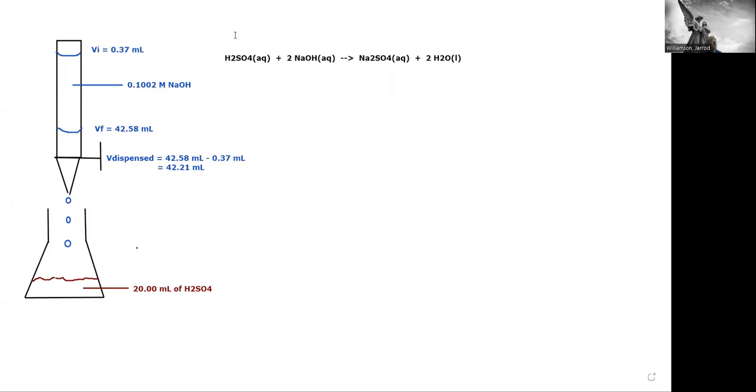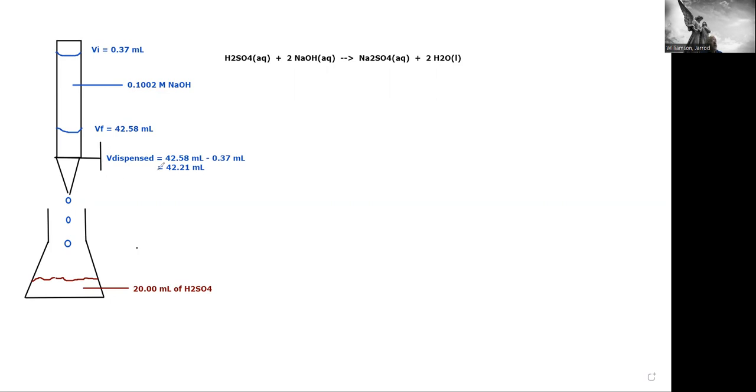So down here in the bottom, I have an Erlenmeyer flask that has 20 mL of sulfuric acid, H2SO4. Those are subscripts 2 and 4. And I titrated it to the end point with 0.1002 molar sodium hydroxide. The starting volume was 0.37 mL. The final volume, when I reached the end point, when I just started to see the indicator change color, was 42.58.